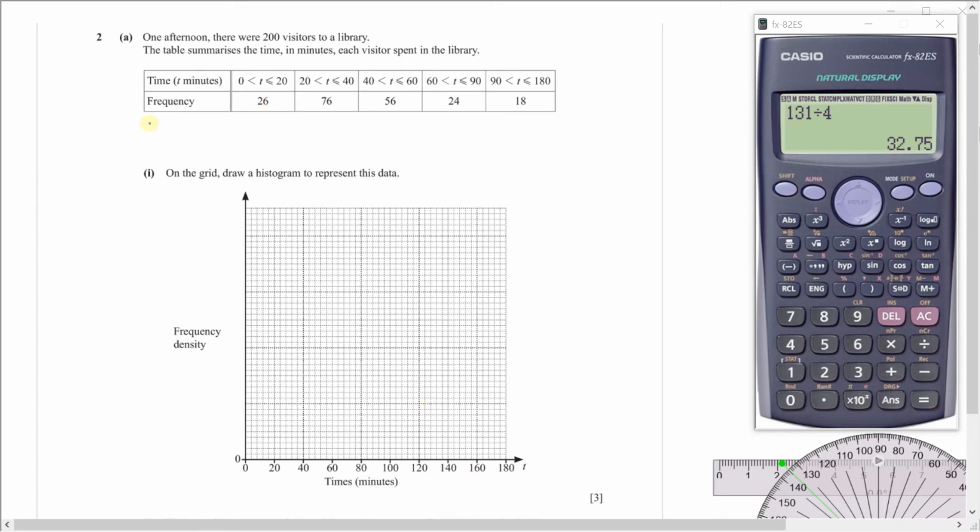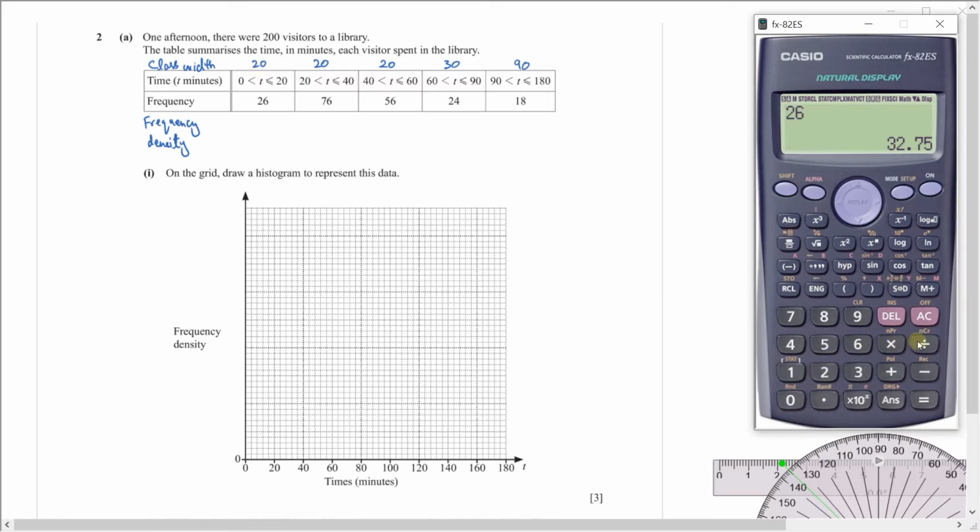So I will add another row here for frequency density. So frequency density is basically your frequency value divided by your class width. So here the class width, so I can add another column here, class width. 20 minus 0 is 20, 40 minus 20 is 20, this is also 20, this is 30, and this is 90. So these are your class intervals, these are your class width.